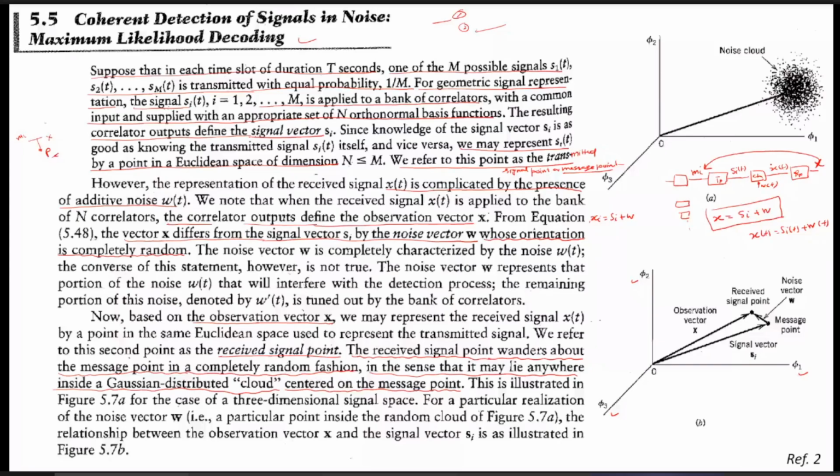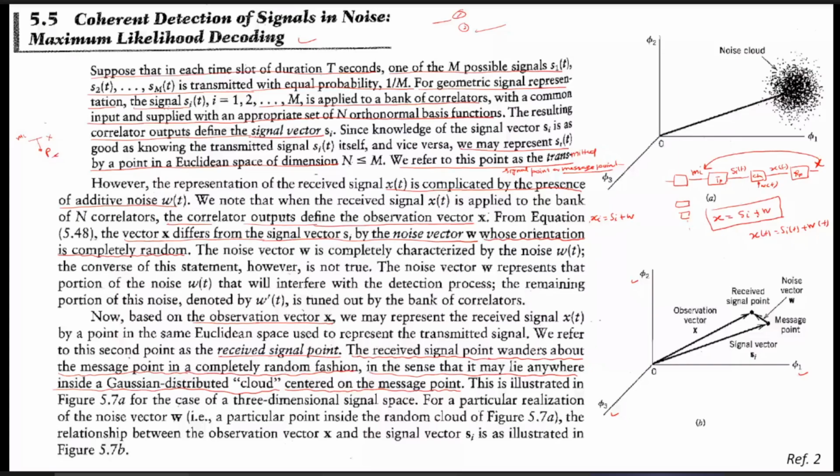Okay? So suppose a message signal m_i is transmitted, which is definitely represented by the signal vector s_i. This point we call the message point or transmitter point. Now, our received vector, which we call the observations vector, on the basis of which we determine this m_i, is given by s_i plus w.